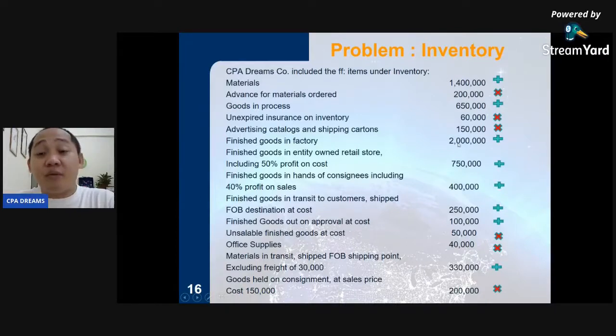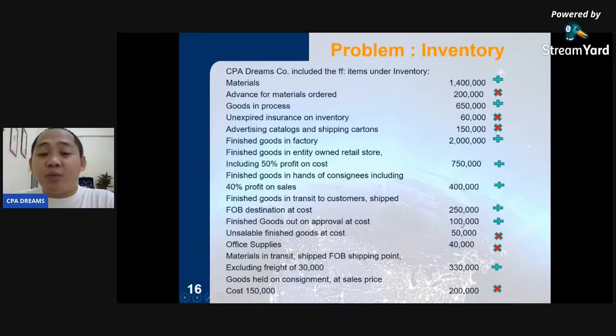Finished goods in factory, of course, kasama yan. Finished goods in entity-owned retail store. Ibig sabihin, meron tayong finished goods na nandoon sa retail store natin. Manufacturing na, pagkatapos meron pa siyang retailing. So, 750 included yan. Finished goods in hands of consignees, nasa consignees to, so ibig sabihin, tayo ang consignor. So, 400,000. Then, dito naman, meron tayong FOB destination, ipapadala sa customer mo, so part pa rin yan ng inventory natin.